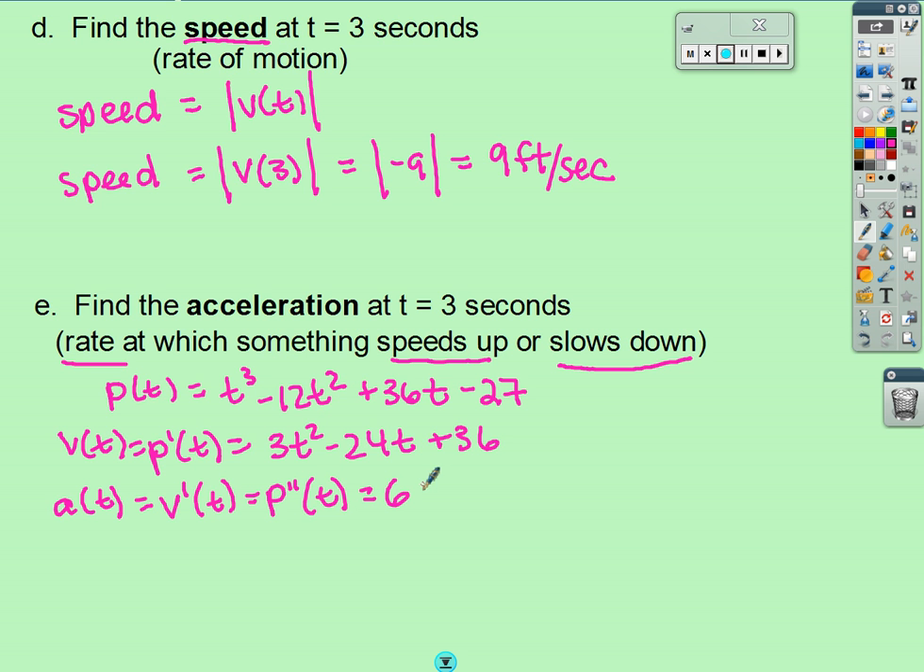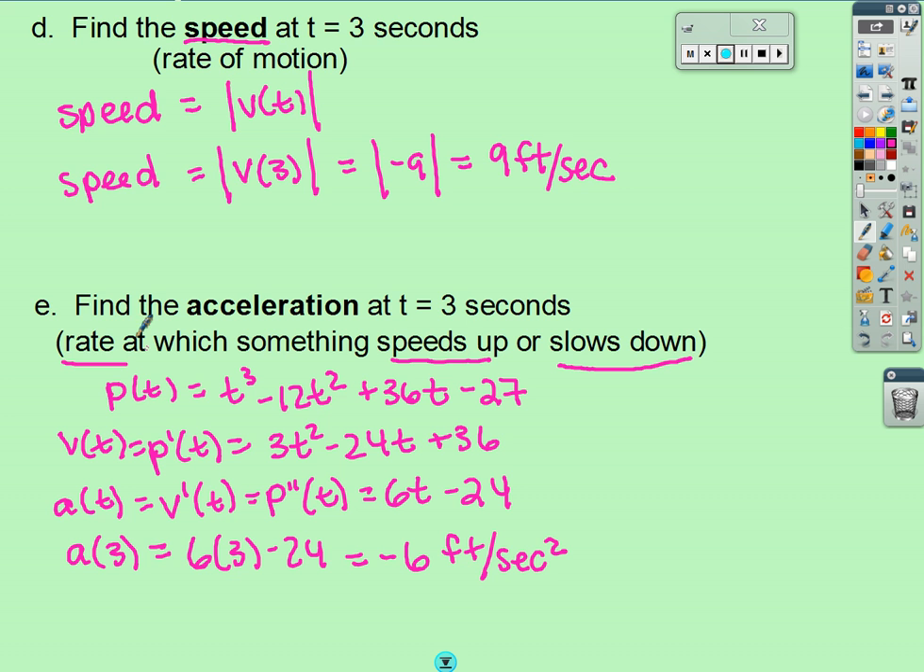So we get 6t minus 24. This is a function in terms of time that yields the acceleration of the particle. So the question asks, find the acceleration of the particle when time equals 3. So we're going to plug in 3. We want to find the acceleration at 3 seconds. So 6 times 3 minus 24. Do some math, and we get -6. And the units on acceleration are feet per second squared. This is a rate of a rate. This is a rate at which something is speeding up or slowing down.